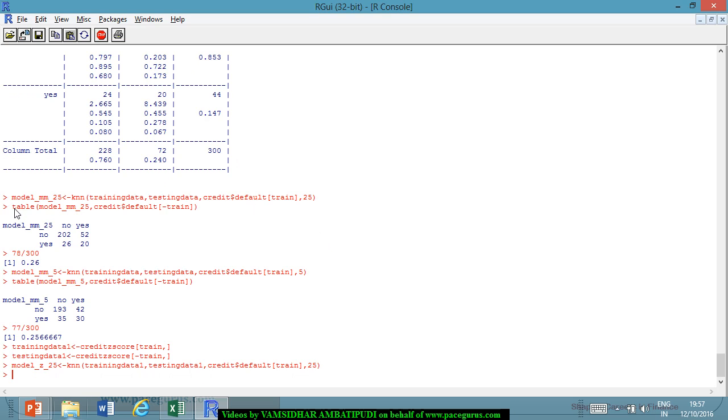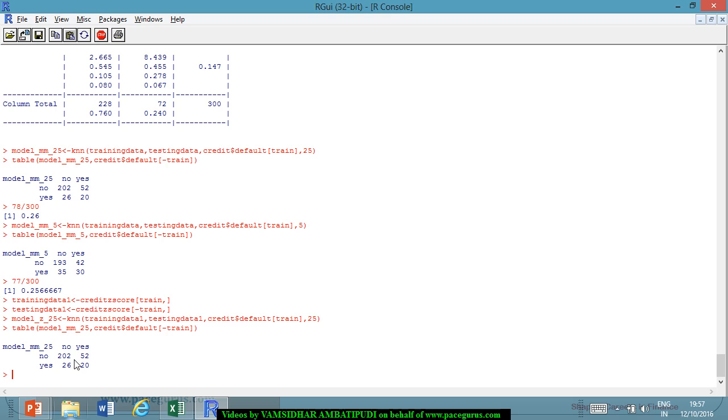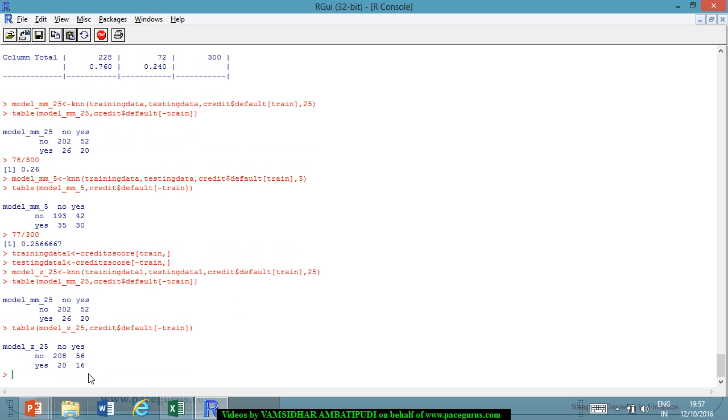Let me now test the accuracy of this model. The accuracy of this model also is more or less, oh sorry, I cannot take MM25. Let me call it Z25. The accuracy of this model looks like 208 plus 16. 224 are correct, 76 are errors. So I am going with 76 out of 300. Now in all these cases, this looks much better because this classification error, which is a very dangerous error, has come down quite drastically to 42 here compared to various other methods.